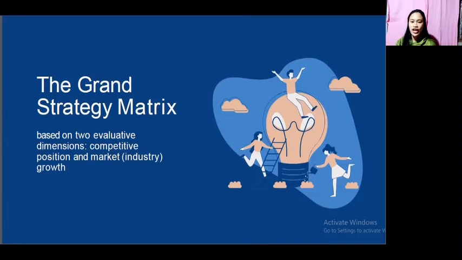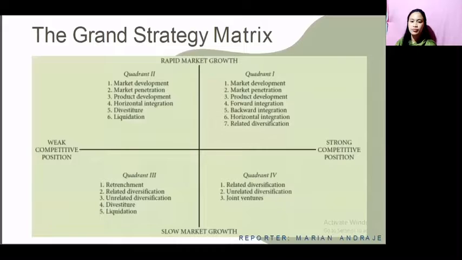Next is the grand strategy matrix. It is based on two evaluative dimensions, competitive position and market growth. It is composed of 4 quadrants. Quadrant 1 are firms with strong competitive position and rapid market growth. Quadrant 2 are firms with weak competitive position and rapid market growth. Quadrant 3 are firms with weak competitive position and slow market growth. For Quadrant 4, these are firms with strong competitive position and slow market growth.